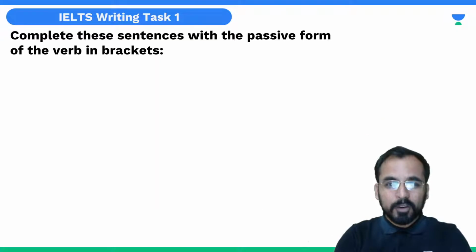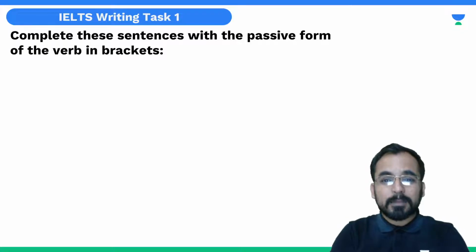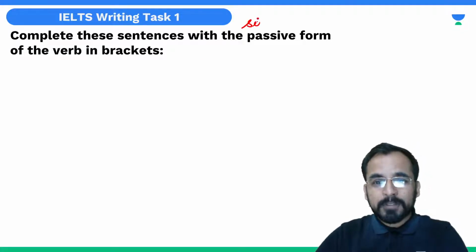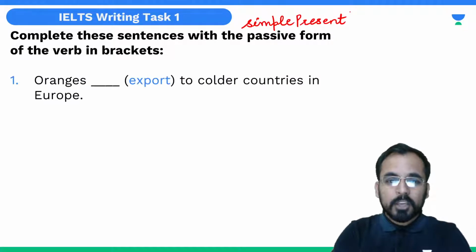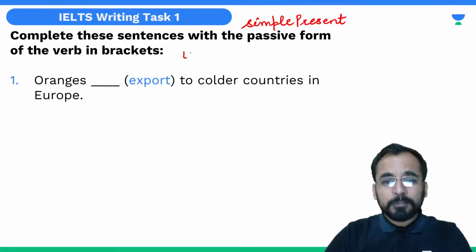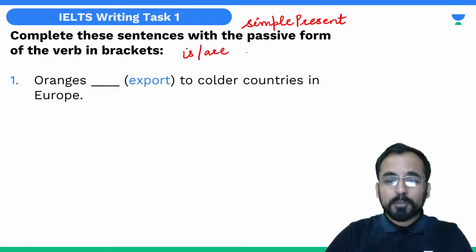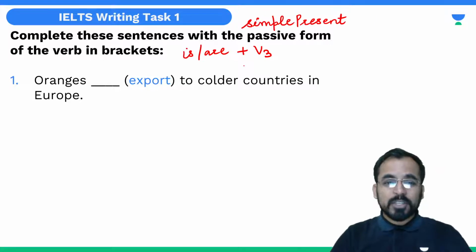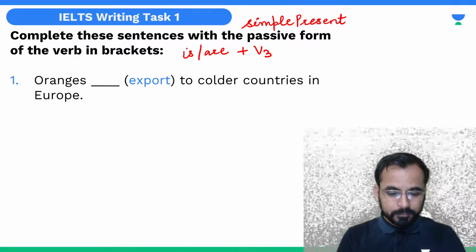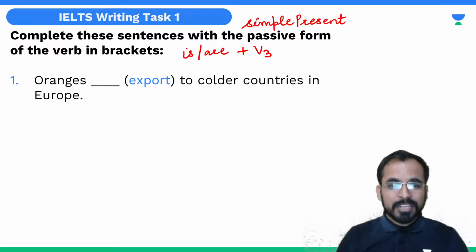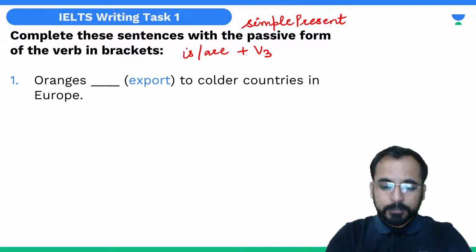Okay. All right. Now I want you to complete these sentences using the simple present passive. Okay. So shall we try? This is the last exercise that I'm going to give you. So how do you have to frame it? Is or are, that means the to be form of the verb, and the third form. So you have to give me two words. Oranges dash to colder countries in Europe.